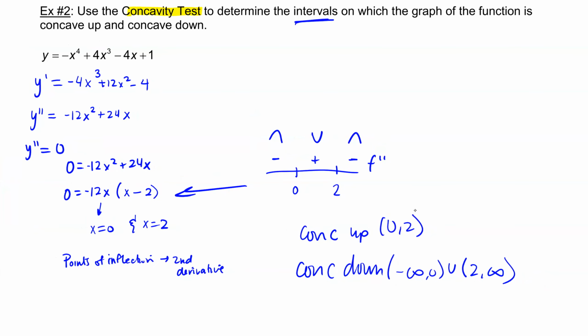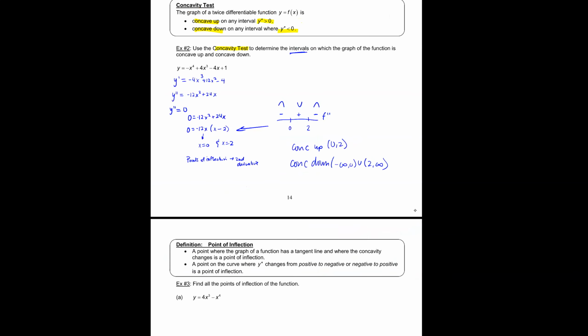This is the concavity test. You take the first derivative, then take it again for the second derivative. You see where the second derivative is equal to 0, because that's where we're switching from concave up to concave down, or down to up. Then you plug numbers into your second derivative. If it's negative, it's concave down. If it's positive, it's concave up. And then you just find the intervals. That's it. Write the intervals.